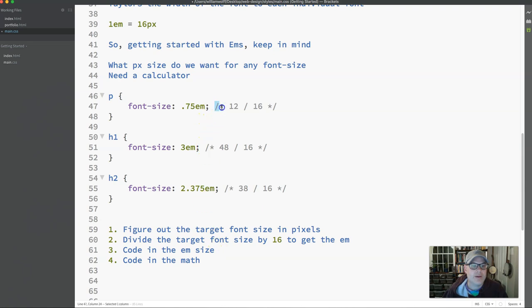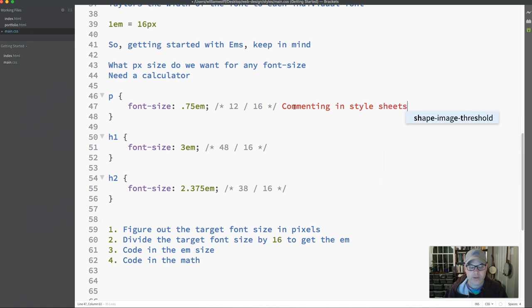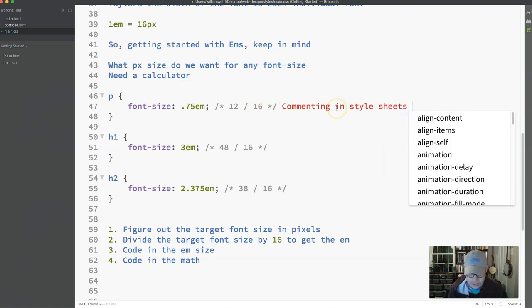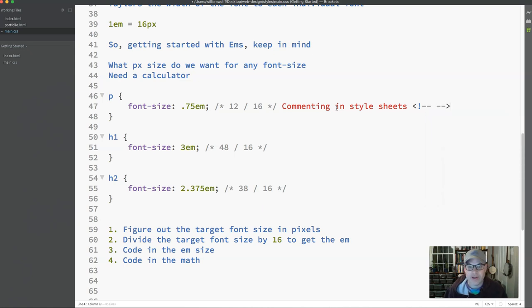The slash asterisk above the 8, and ending with the asterisk slash, that's how you do commenting in stylesheets. Just as you did commenting in HTML, this is how you comment out and leave a little note for yourself. Code in the math using CSS commenting.